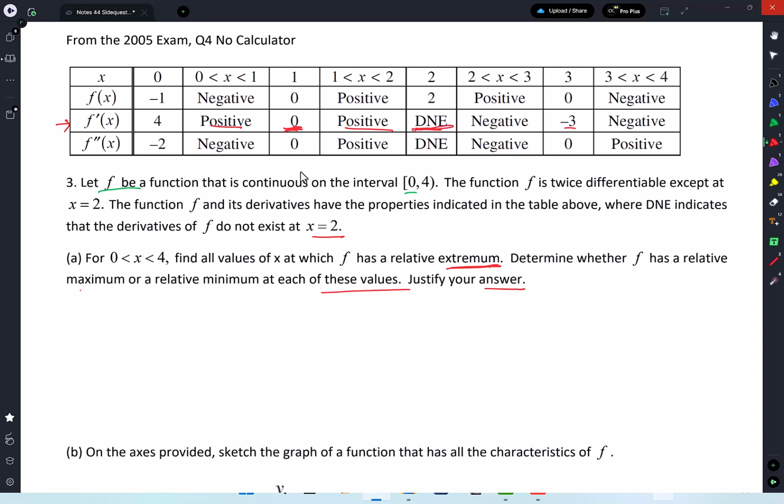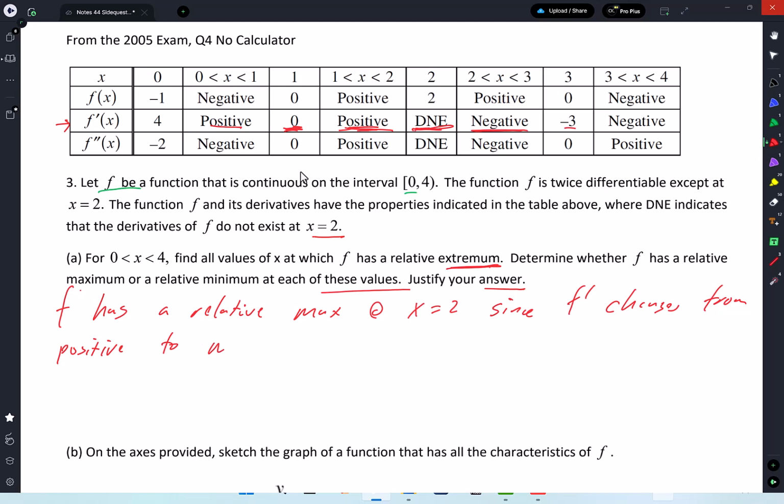Look at x equals 2. I go from a positive derivative to a negative derivative. What do I have? A max. So you just say f has a relative max at x equals 2 since f prime changes from positive to negative at x equals 2. Done. Are we okay, guys? F has a relative max at x equals 2 since f prime changes from positive to negative at x equals 2.